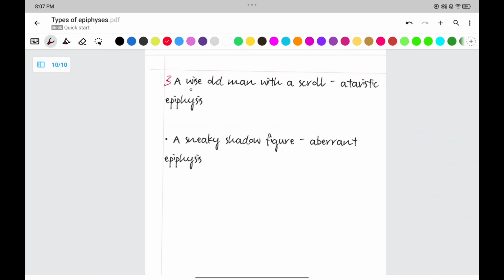And the third one, a wise old man with a scroll. This is atavistic: a separate bone evolved into a longer bone, which is a significance of evolution. Okay, and this one, a sneaky shadow figure, which means the uninvited guest.